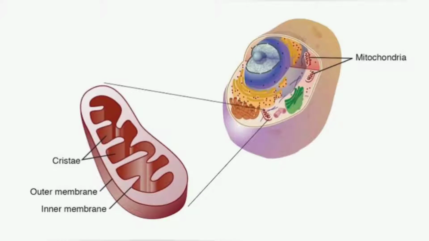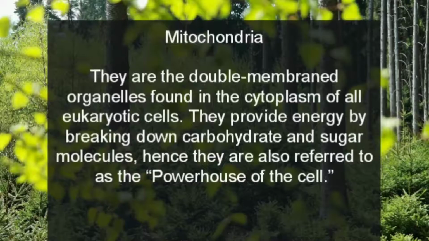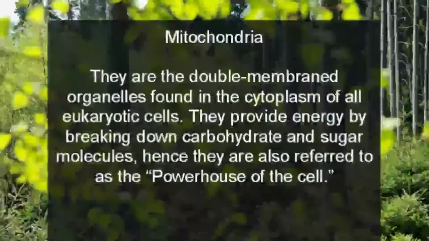Now we have another part which is mitochondria, another part of the cell. Mitochondria are the double-membrane organelles found in the cytoplasm of all eukaryotic cells. They provide energy by breaking down carbohydrate and sugar molecules. Hence, they are also referred to as the powerhouse of the cell.